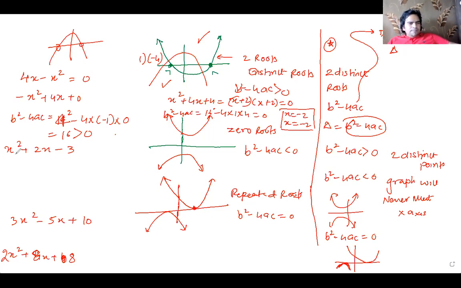Now the second one: 1, 2, and negative 3 are the values of a, b, c respectively. So you have b squared minus 4ac, which is going to be 2 squared minus 4 times 1 times negative 3, which is 4 minus negative 12, so 4 plus 12. This means that the discriminant here is positive, so it will cut the x-axis at two distinct points.